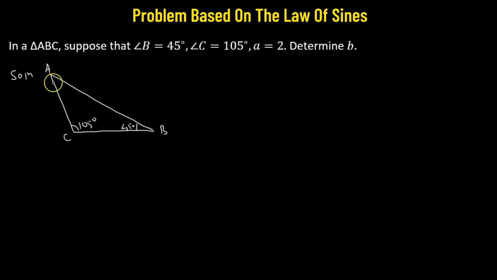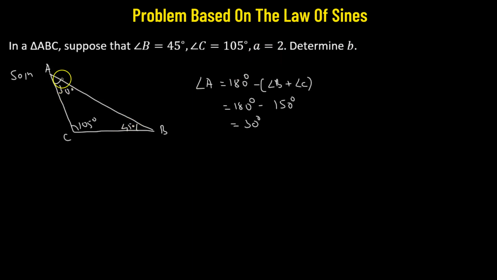We can immediately find out the value of angle A. So angle A is going to be equal to 180 degrees minus the sum of angle B and angle C. We have 180 degrees minus, so angle B plus C is 105 plus 45, so that's 150 degrees, meaning our angle A is 30 degrees. So we'll use it.